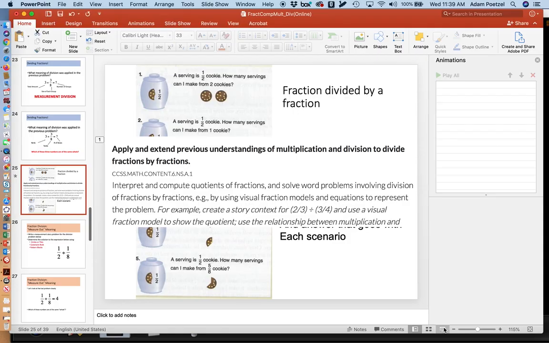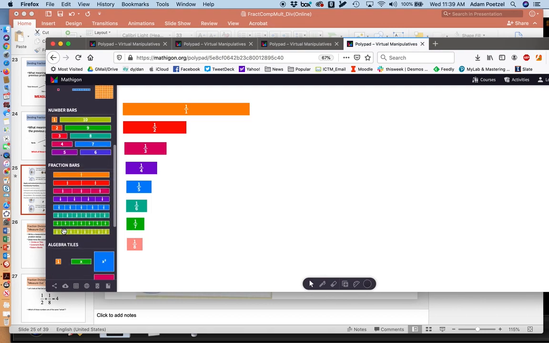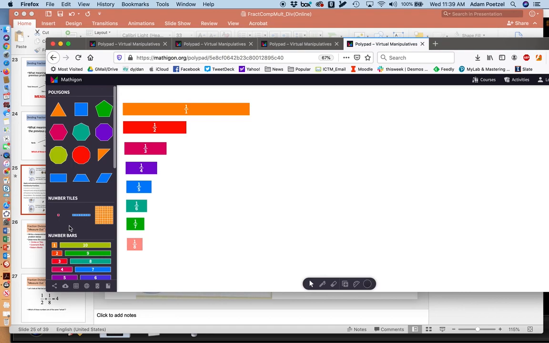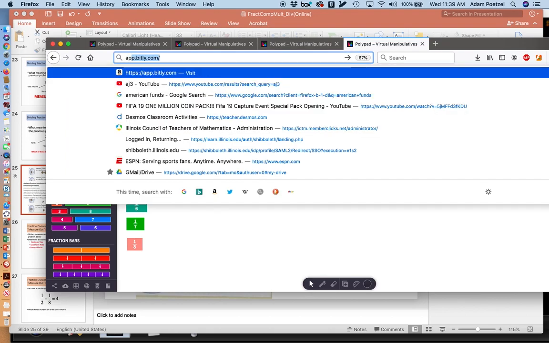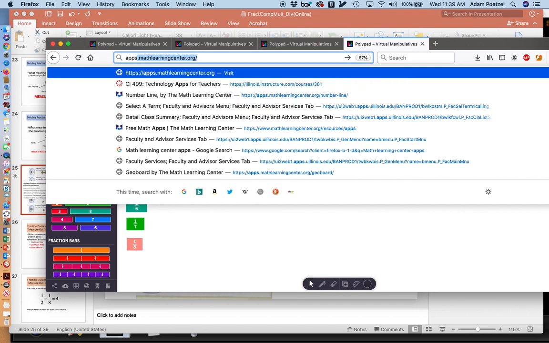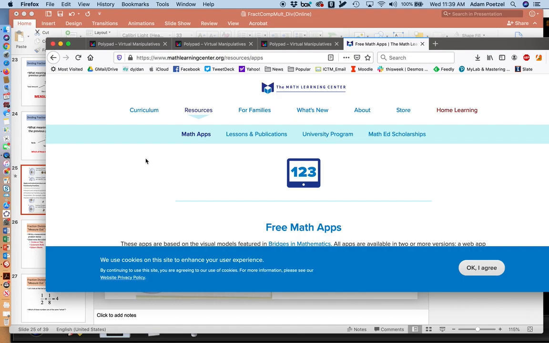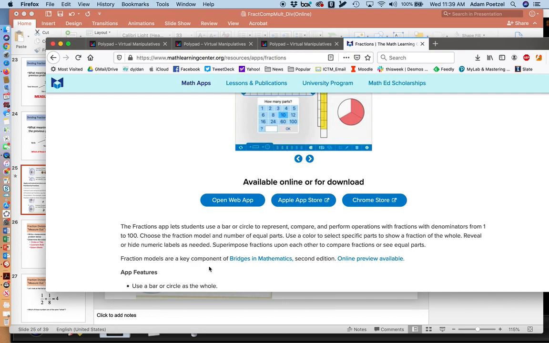While you think about that, I'm going to pull up some virtual manipulatives for us to look at. I'm going to use the Polypad manipulatives, but they don't have the circles on this one. So let me find one that has the circle manipulatives for us. I was on the wrong site. This is mathlearningcenter.org, and they have a nice fraction tab to look at that we can pull up here.